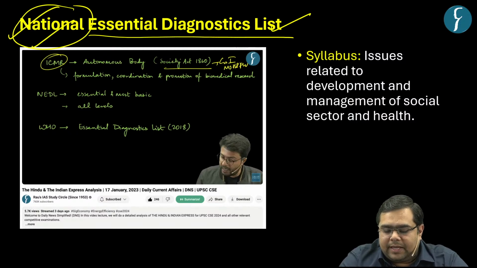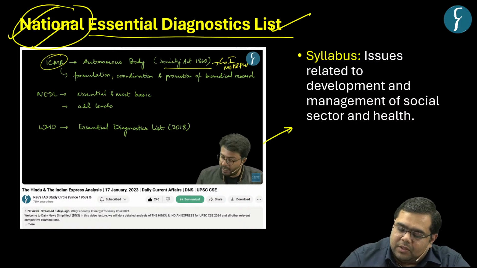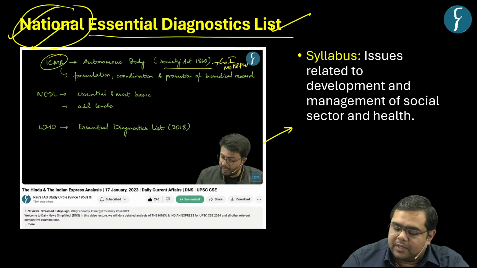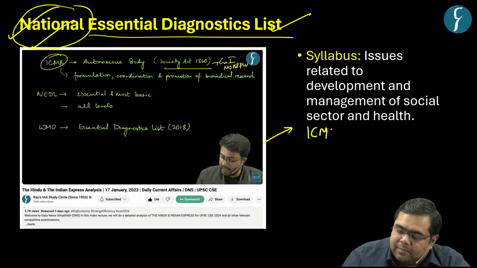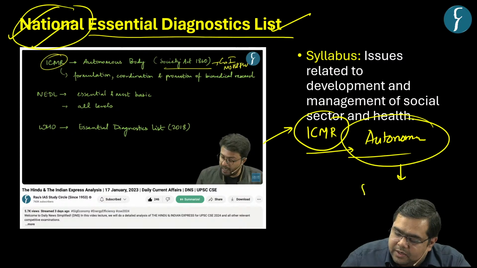So the National Essential Diagnostics List is a list made by which institution? The people who watched the video on that particular day diligently must remember that it is made by ICMR. We dealt with this institution in detail, and as the screen grab also shows, it is an autonomous body registered under the Societies Act.